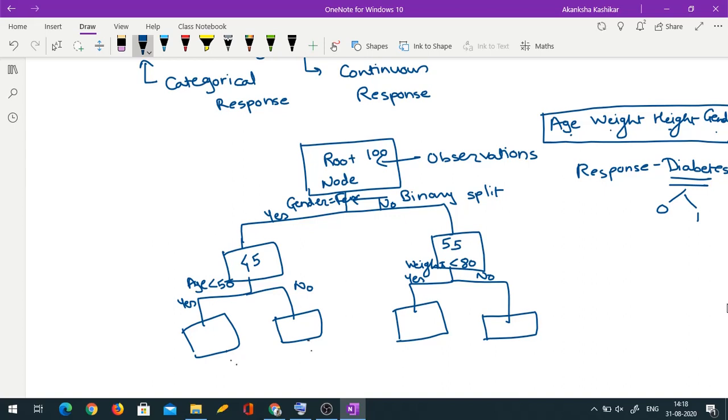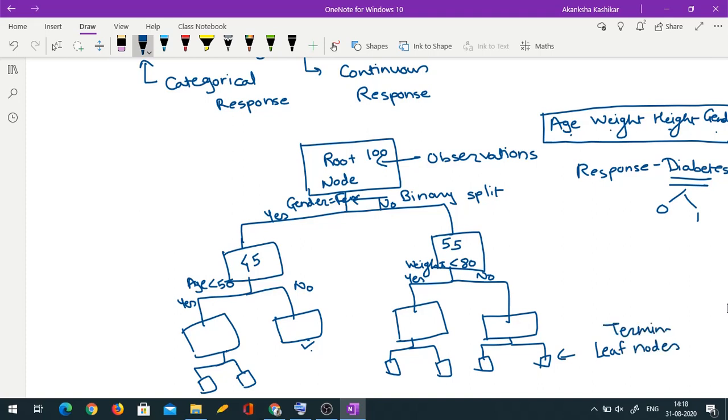And the process continues. So this may get split further. This may stop here itself. This may get split further and so on. And the terminal nodes. So for example, let us say these three get split further, whereas this stops here. So all these which don't get split further, they would be called terminal nodes or leaf nodes. Okay, so leaf nodes or terminal nodes.